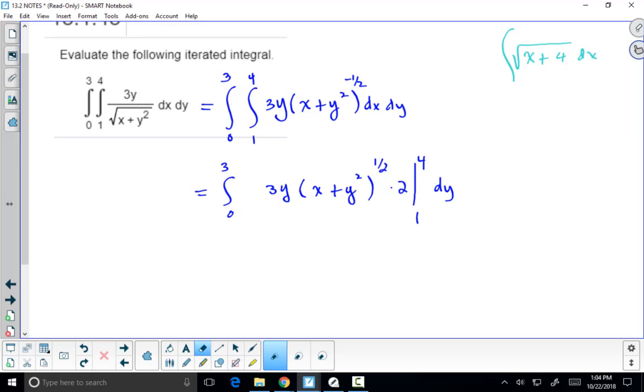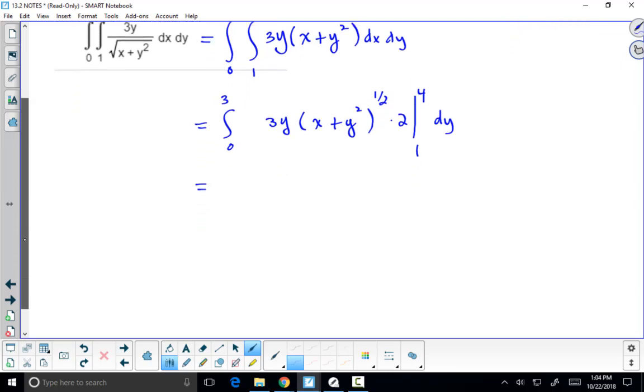Does that look okay to everybody? With respect to x, we're treating the y as a constant. We're then just using the regular old power rule, and any y is coming along for the ride.